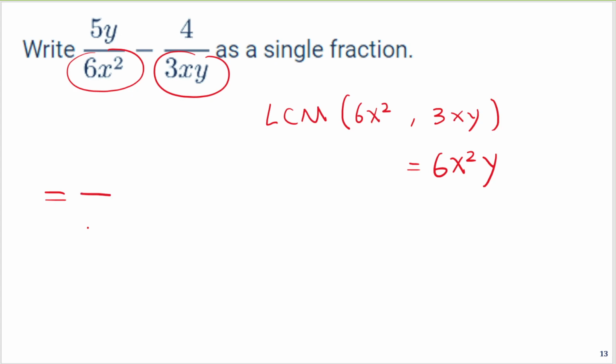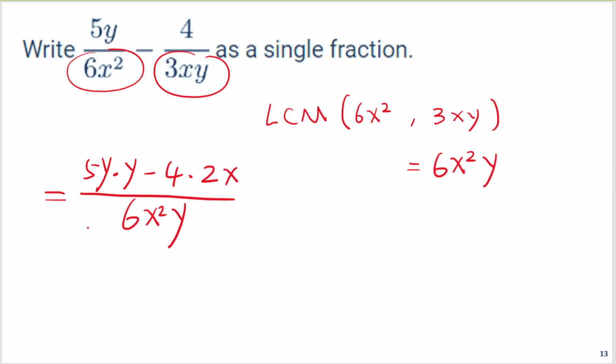So that can be written as 6x squared y, and 5y times y minus 4 times 2x. This will give us 5y squared minus 8x over 6x squared y, right? Any questions?